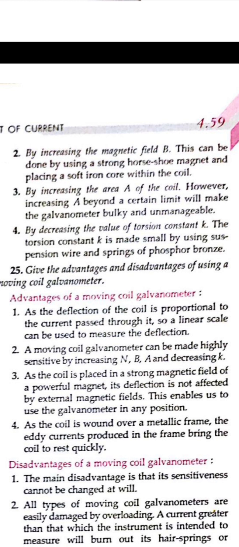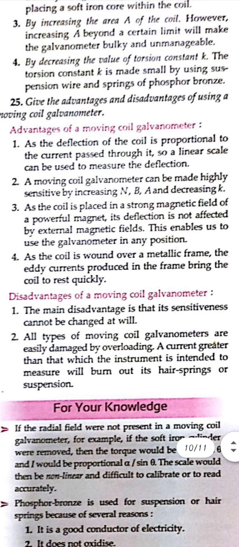So we can use phosphor bronze wire springs made small, so that the torsion constant should also be made small. To decrease the value of the torsion constant, there should be a small size of the phosphor bronze string. Now, the advantages and disadvantages of the moving coil galvanometer.